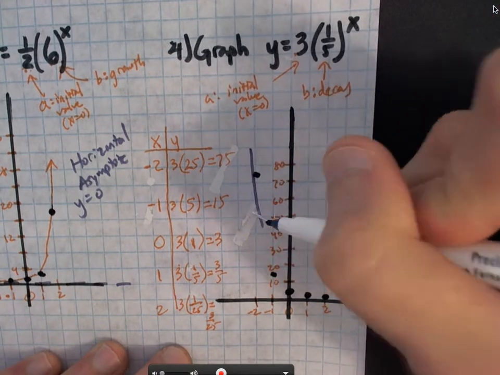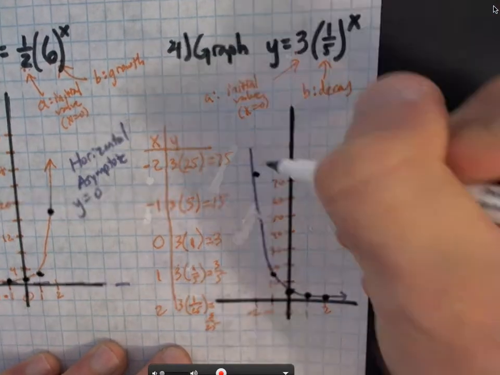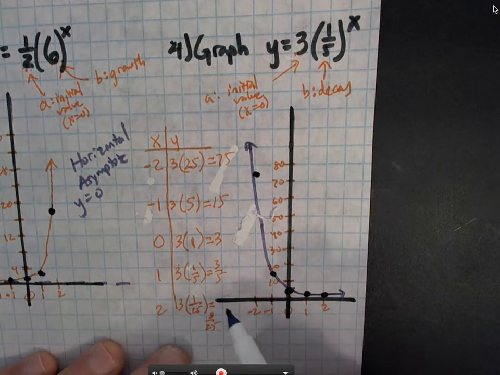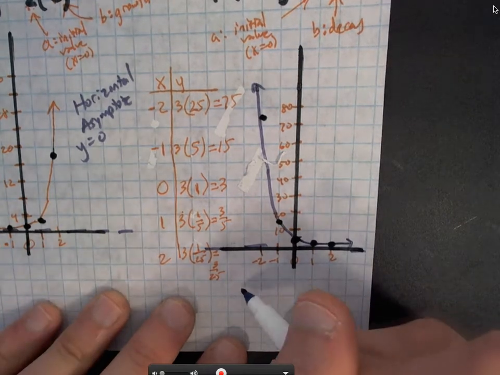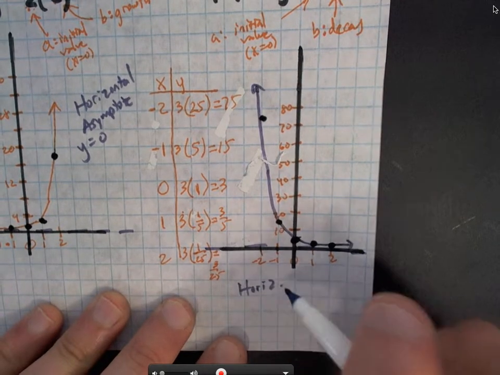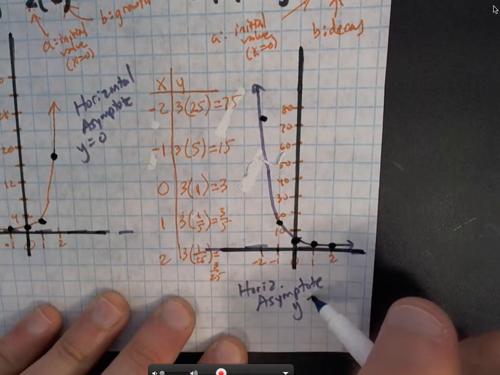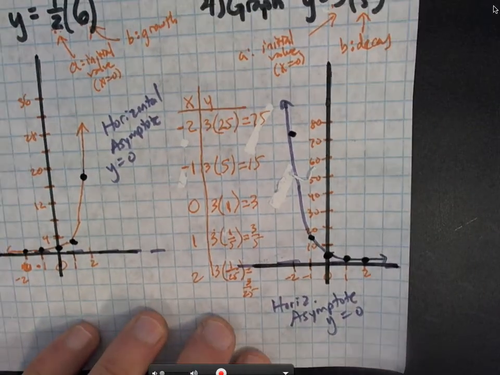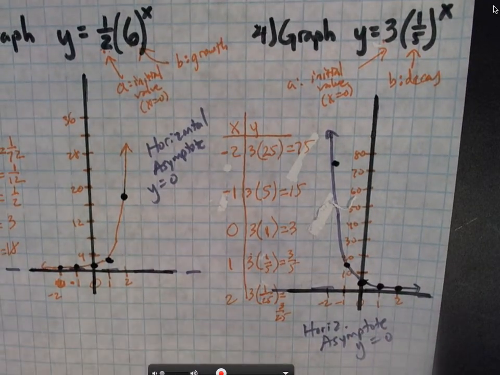So let's sketch again this curve coming down, down, down, super close, but not quite touching it. And we have a horizontal asymptote again at y equals 0. Okay, so we've graphed exponential growth like this, exponential decay like that. There we are.